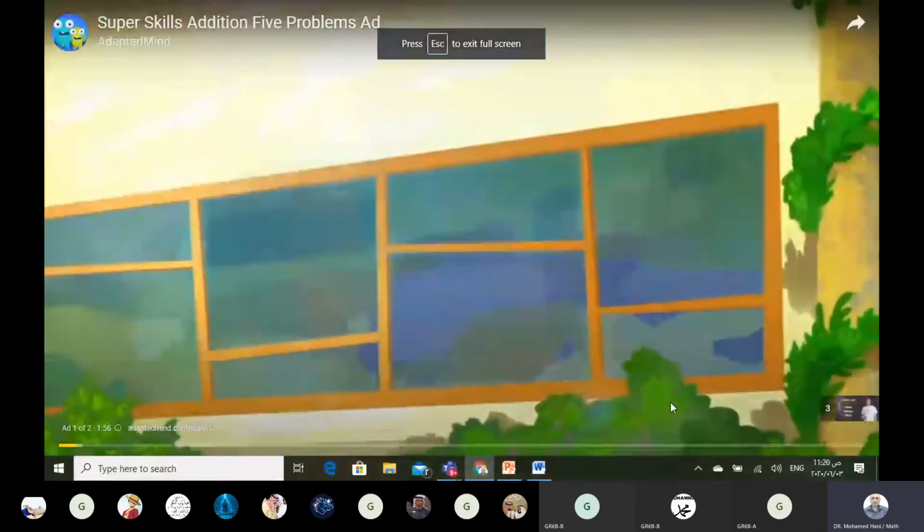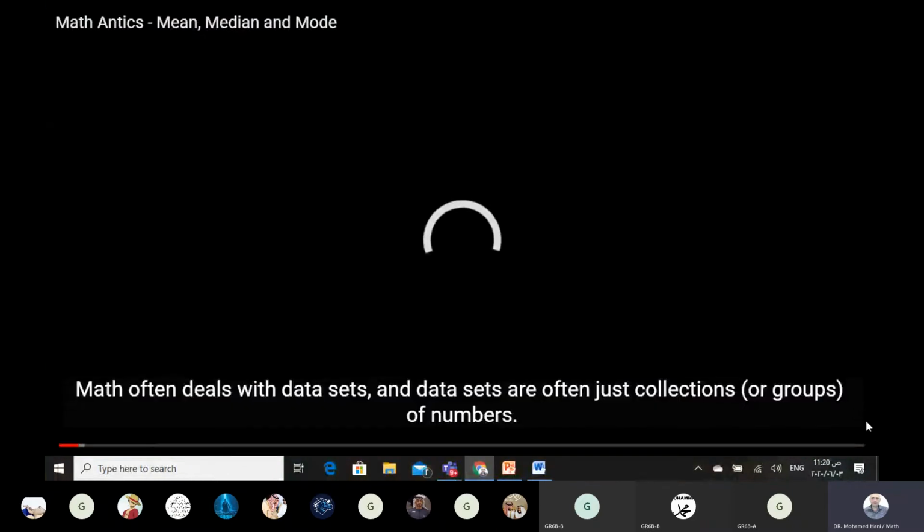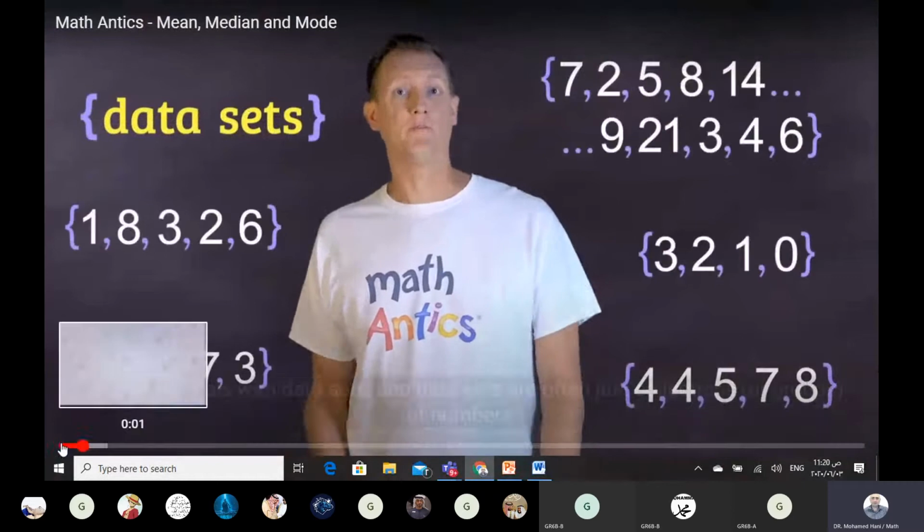Okay, class, who would like to do problem 3 on the board? With data sets, and data sets are often just collections or groups of numbers.